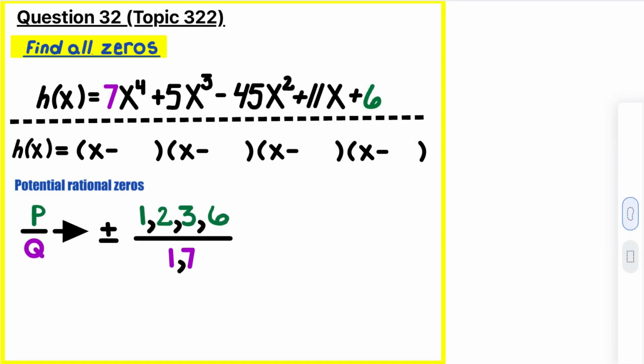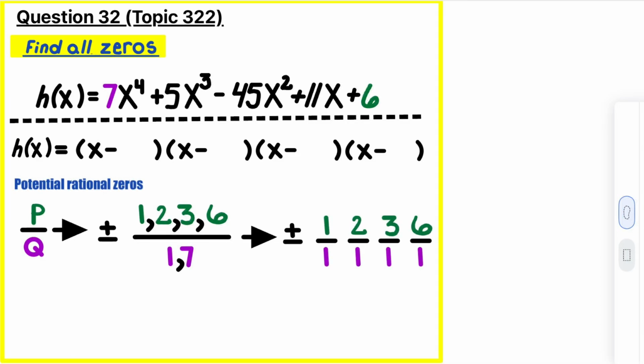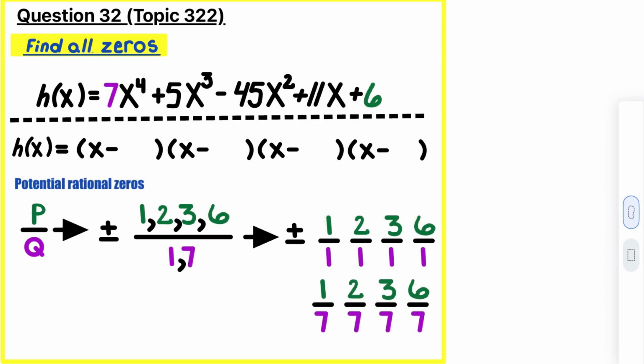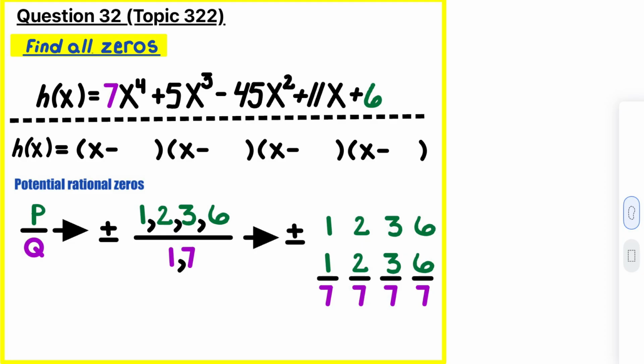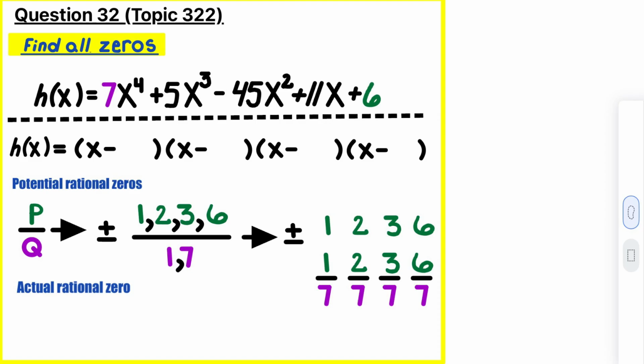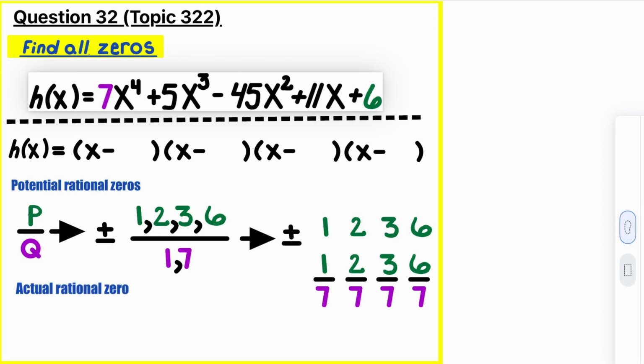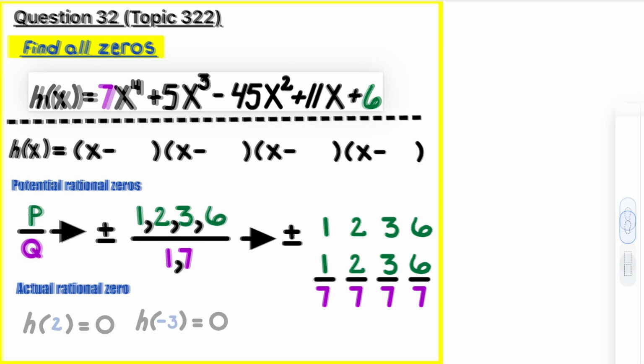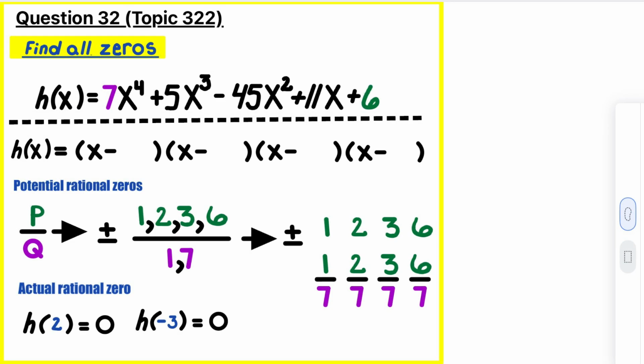Here I've systematically listed out all the fractions of p over q, keeping in mind every fraction is both positive and negative. Let's go ahead and simplify those top ones. 1 over 1 is 1, 2 over 1 is 2, and so on. Next, we want to take each one of these numbers, 1, -1, 2, -2, etc., and substitute them into the original function. Once we've substituted them, we find out that the only numbers that make this equal 0 are the numbers 2 and -3. So we've found 2 of our zeros.